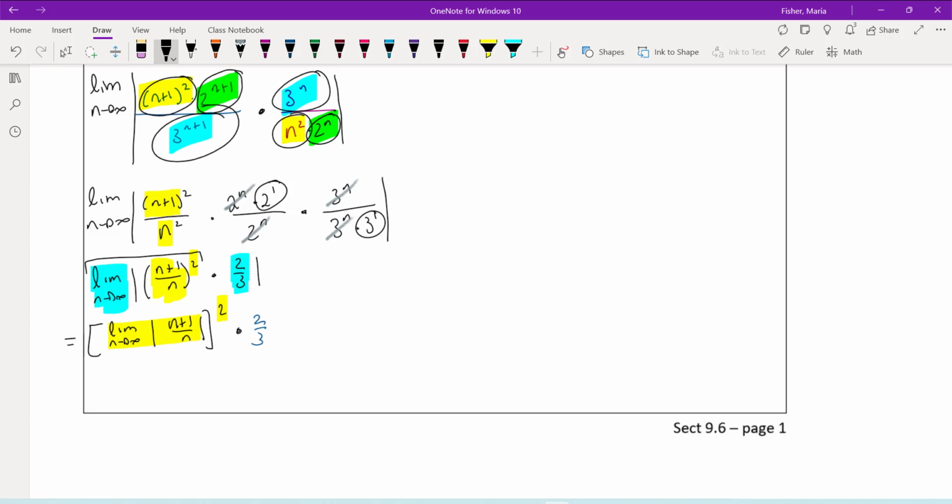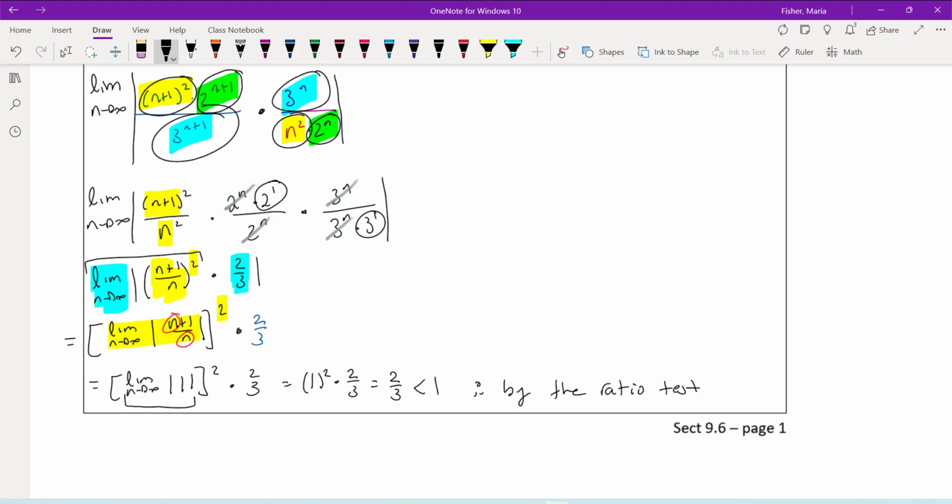Now I have the limit as n goes to infinity of the absolute value of n plus 1 over n, quantity squared, times 2/3. Well, this is a power of n over a power of n. If I were to reduce that, that's just going to be the limit as n goes to infinity of 1 squared. Well, the limit as n goes to infinity of 1 is going to be 1, and 1 squared we know is equal to 1, therefore this is equal to 2/3. Well, 2/3 is a number that's less than 1, therefore we know that by the ratio test, our series converges absolutely.